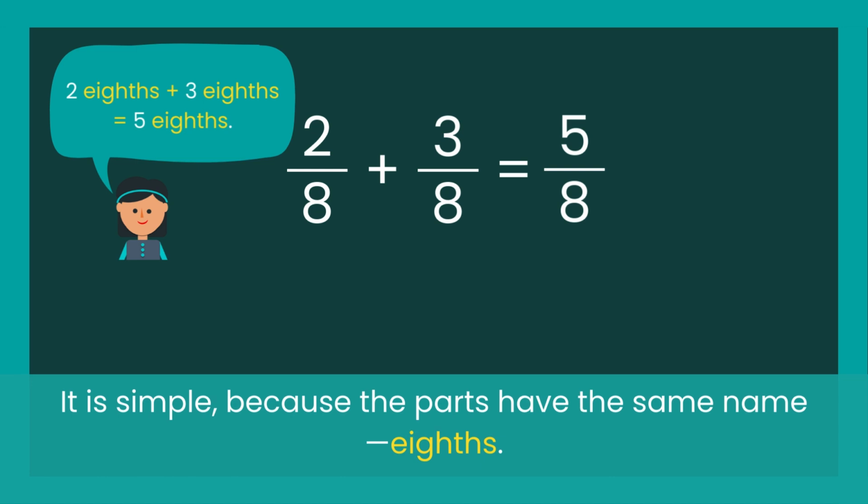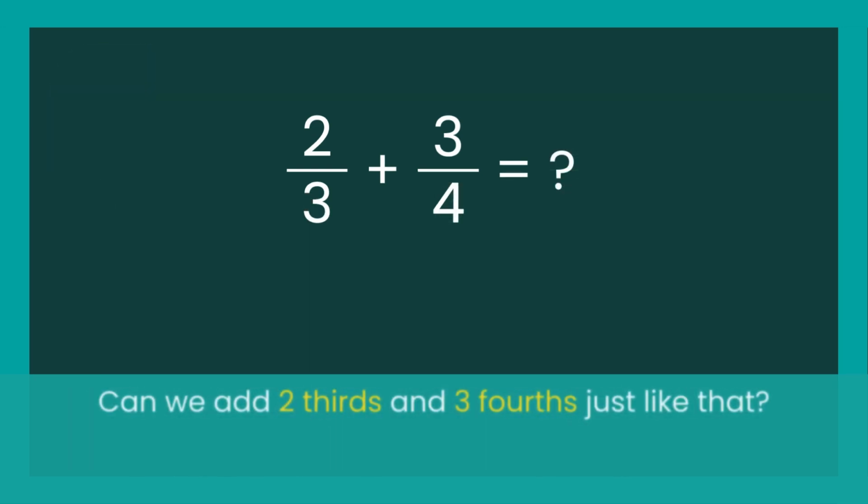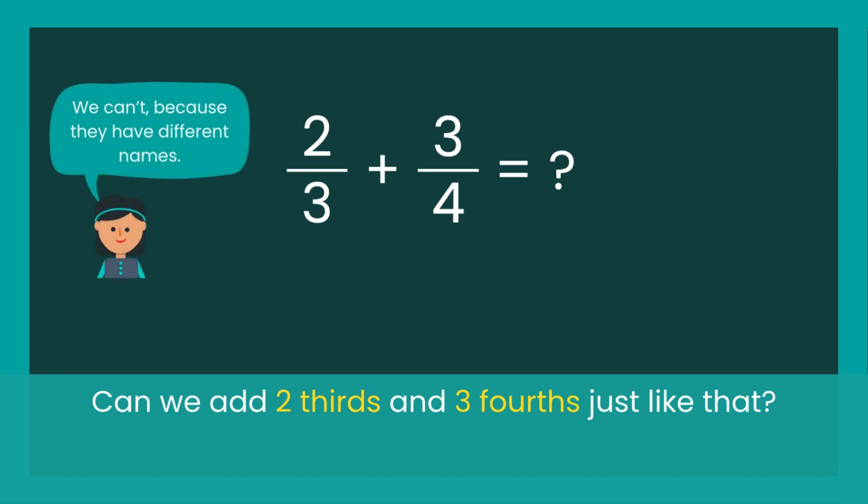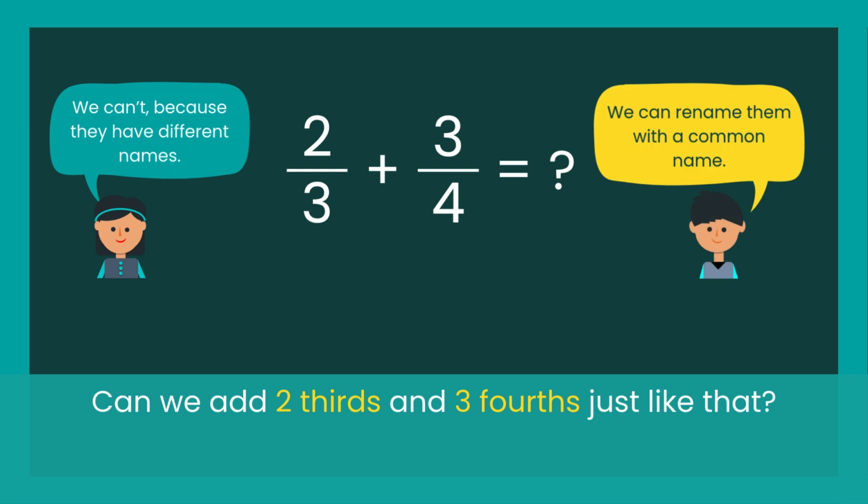But what if the parts have different names? Can we add 2/3 and 3/4 just like that? Think about it for a second. Exactly. We can't, because they have different names. So, what can we do? Pause the video and figure it out. Well done! We can rename them with a common name. Just like we called apples and oranges fruits, we can rename fractions so they have the same name.